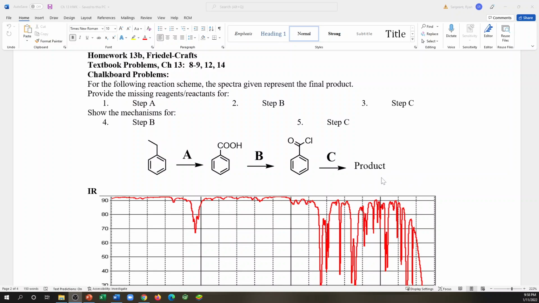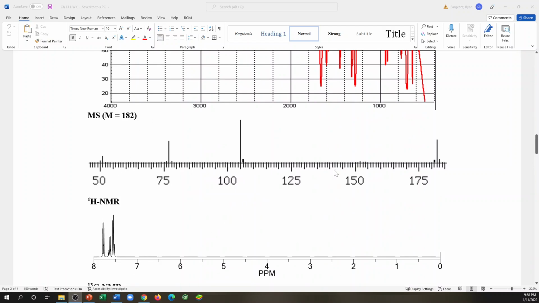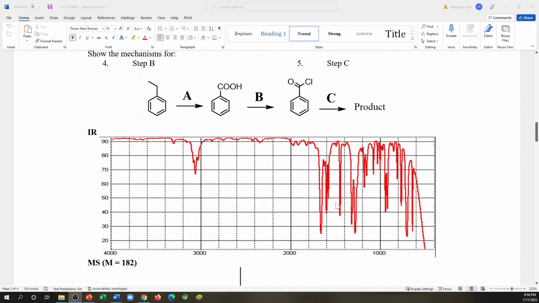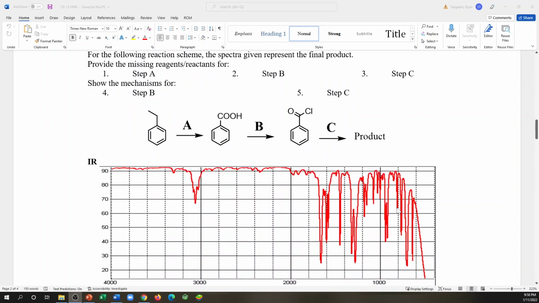The final product of this reaction, instead of telling you what it is, I gave you the spectroscopy that would show what that product is, and that might have made the whole problem kind of unapproachable for some of you, so we'll need to go to the spectroscopy when we get to that point. The first step is step A, trying to figure out what the chemical reagents are that you need in order to convert this ethyl group into a carboxylic acid.